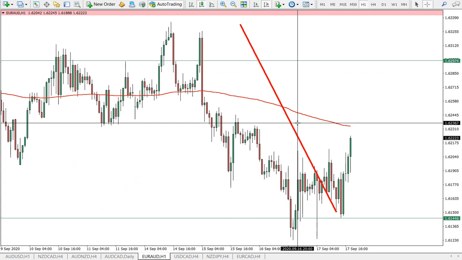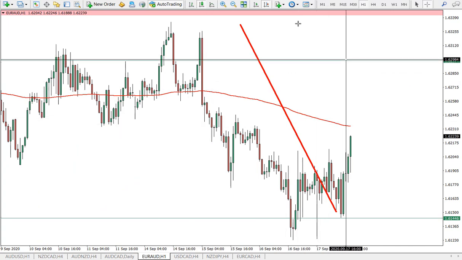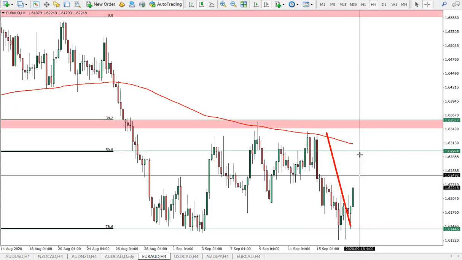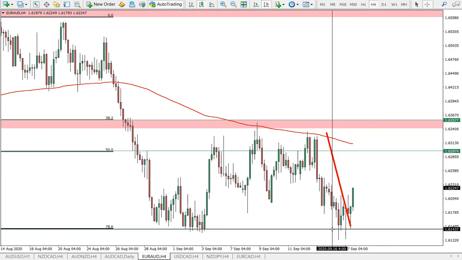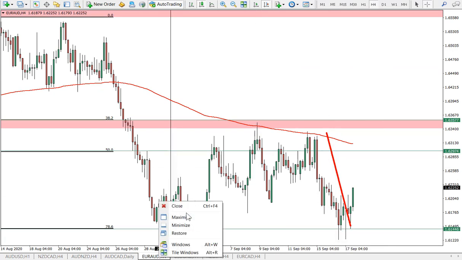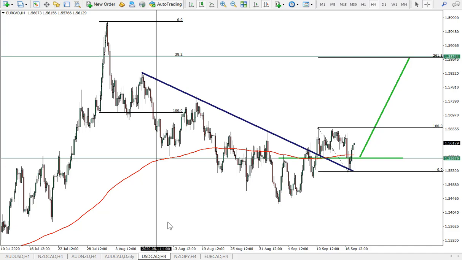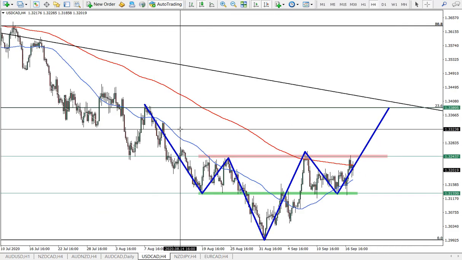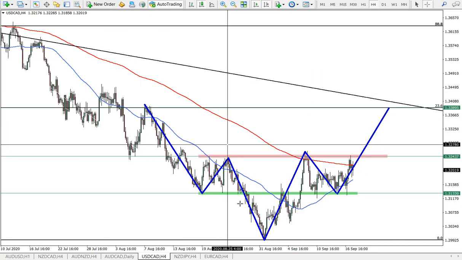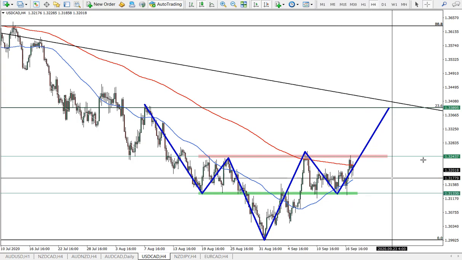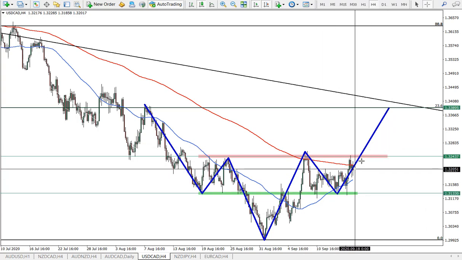So Euro Australian, we're done with that, will not continue anymore. Looking bullish at the moment since the support has been rejected. Closing this out.